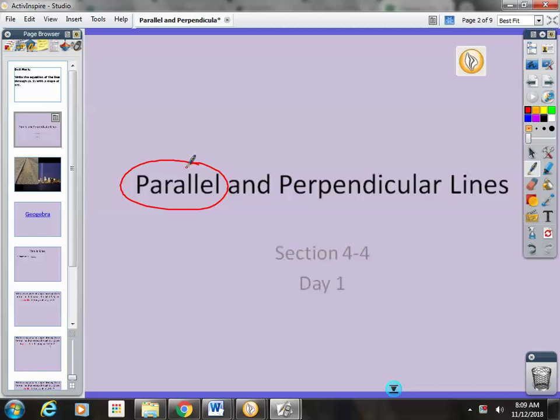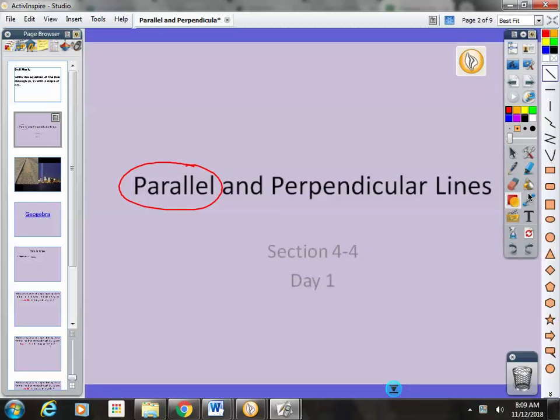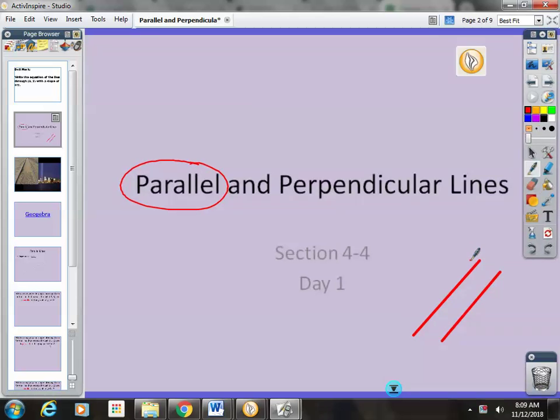First of all, what are parallel lines? Lines that never touch. So in your notes, if I was you, I would draw an example. Two lines that are parallel are lines that never touch. They're going to run side by side forever. They'll never meet, they'll never cross.